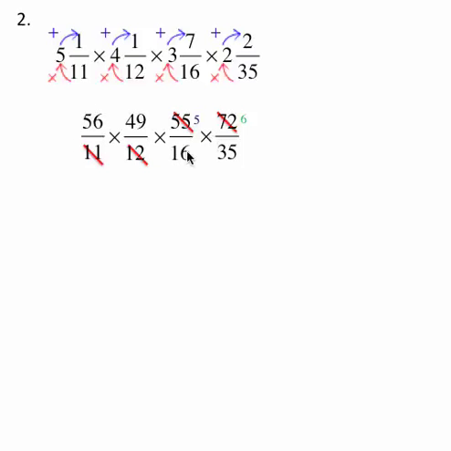56 is 7 times 8, and 16 is 2 times 8. So 8 goes into 56 and 16, so I'm going to do that. So 8 goes into 56 7 times, 8 goes into 16 2 times. So I'm dividing them both by 8. Think of it that way. 49 and 35 are both divisible by 7, so divide by 7, we get 7. Divide 35 by 7, we get 5.